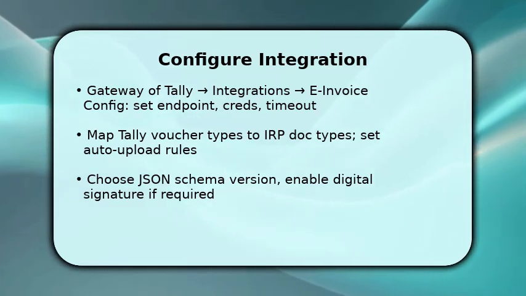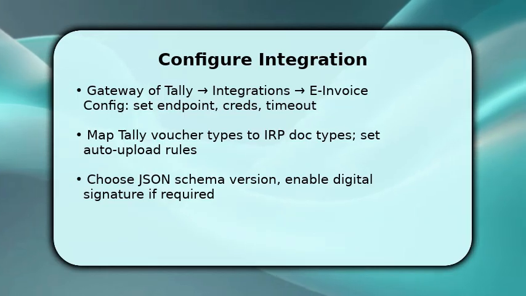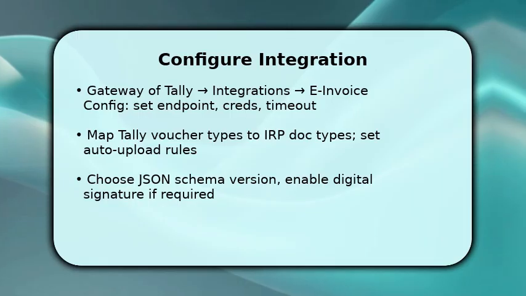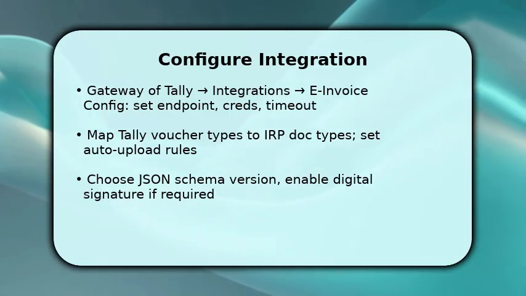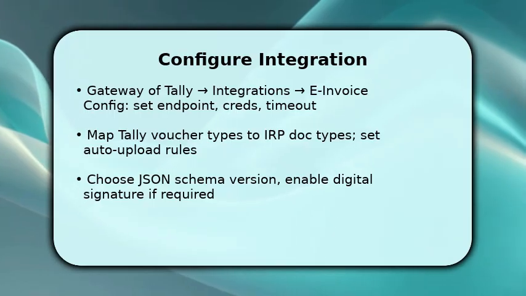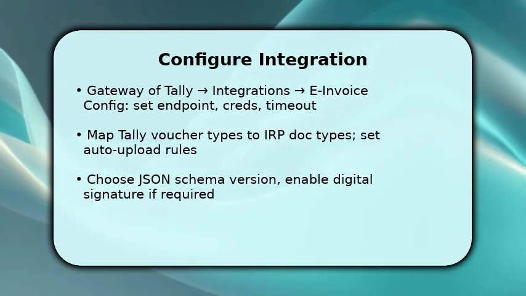You input the IRP endpoint, the username/password, and adjust timeout values. These control API calls and retries. Then, map your Tally voucher types to IRP document types so the system knows which invoices to push.